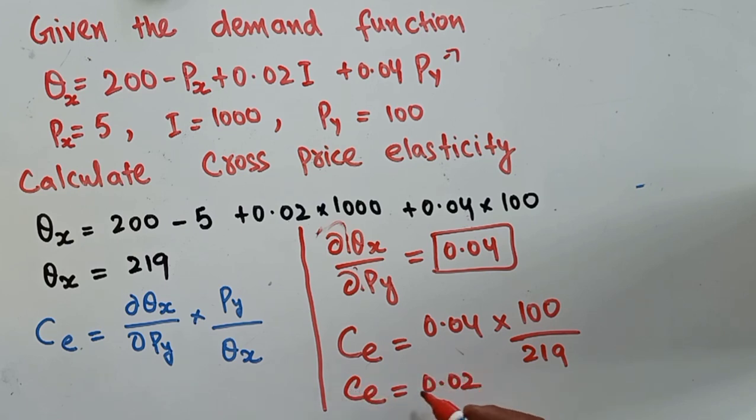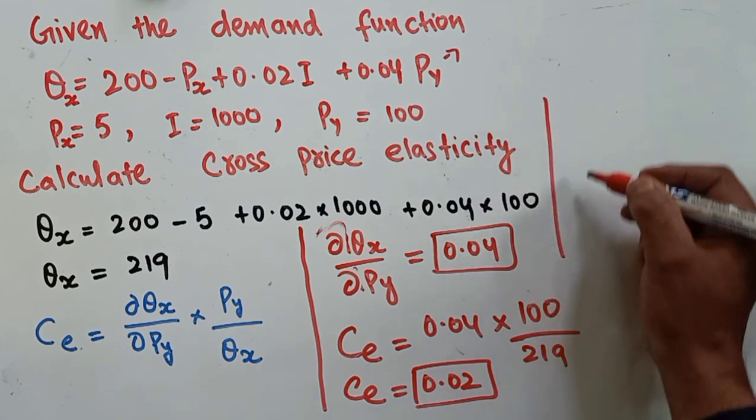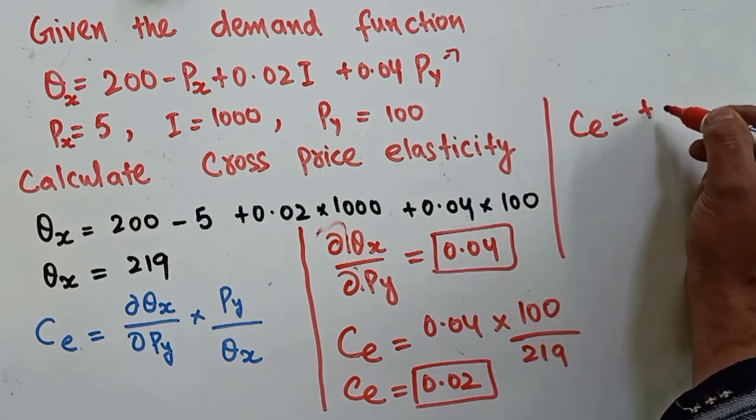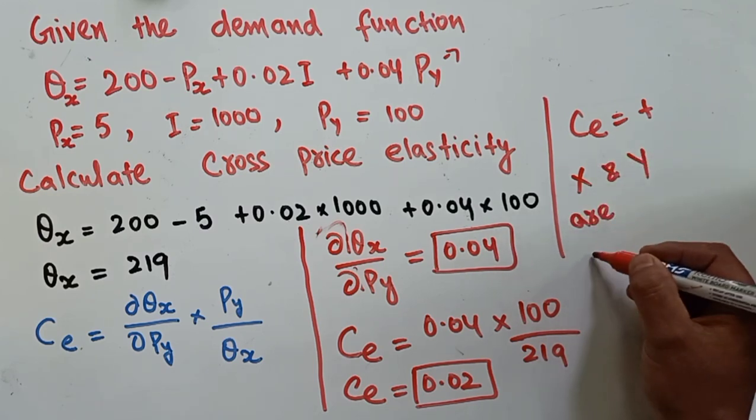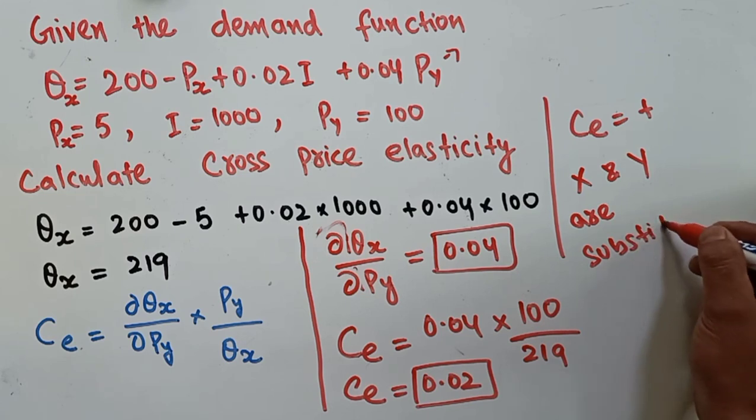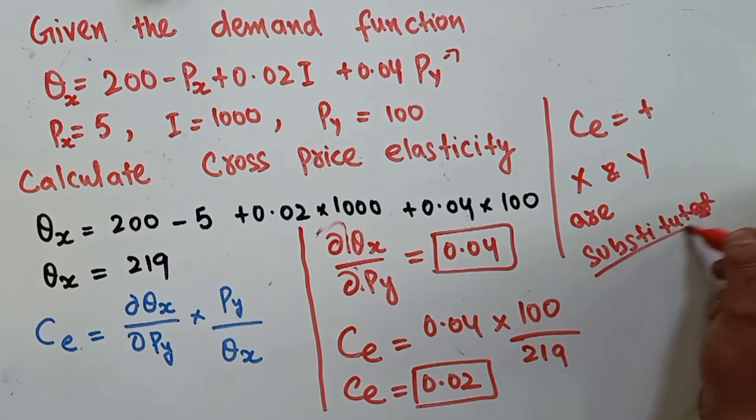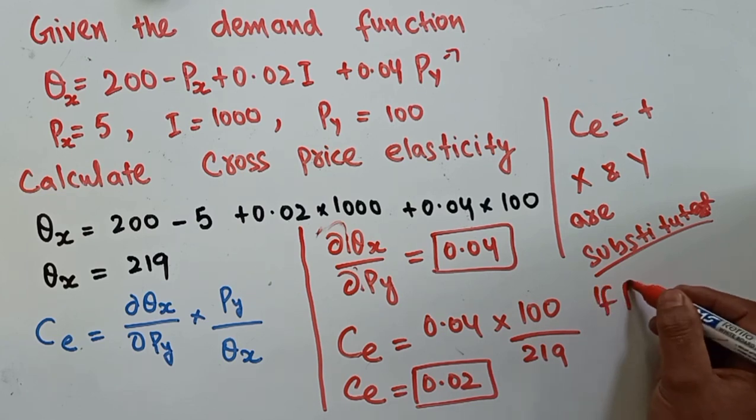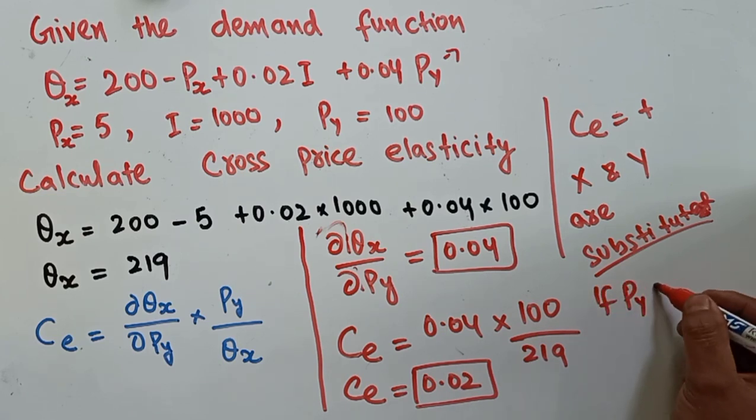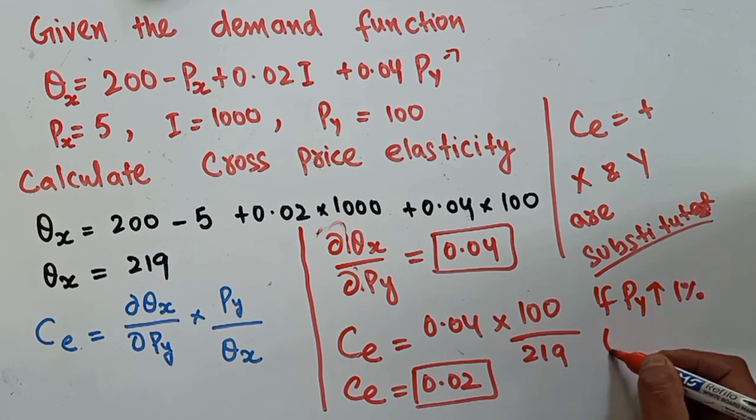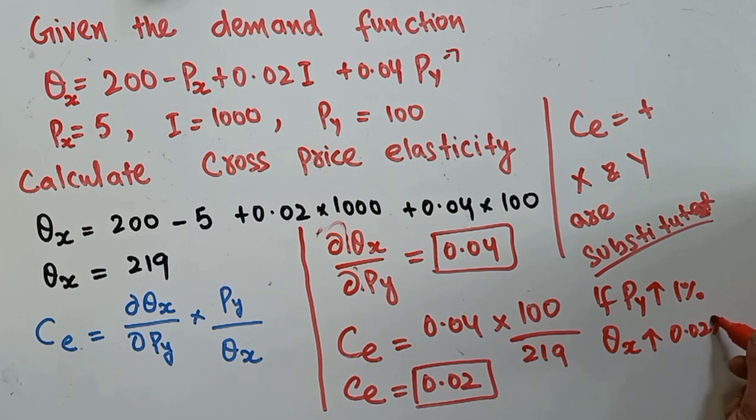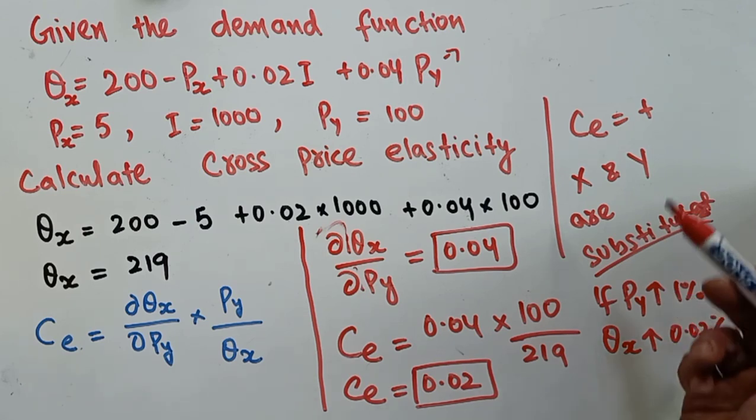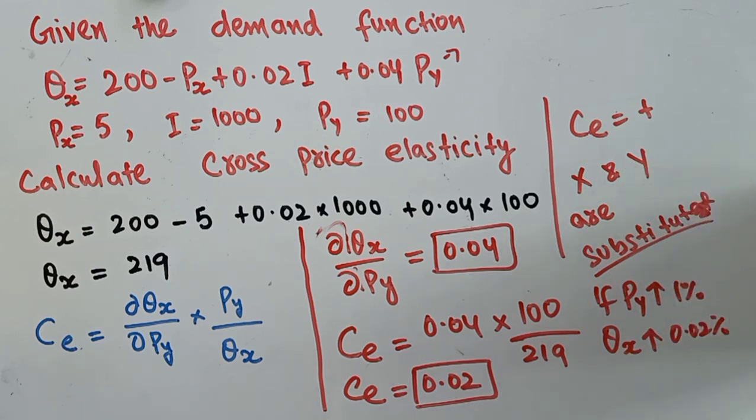Since we got Ce as positive, that means good X and good Y are substitutes of each other. It simply means if the price of good Y increases by 1%, quantity demanded of good X will also increase by 0.02%, because we have the positive sign. If the cross price elasticity came out to be negative, then the goods would have been complements to each other.